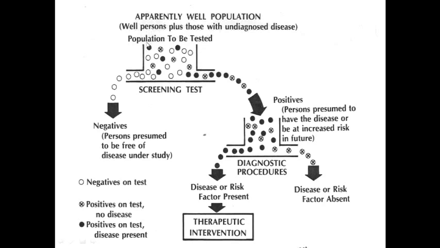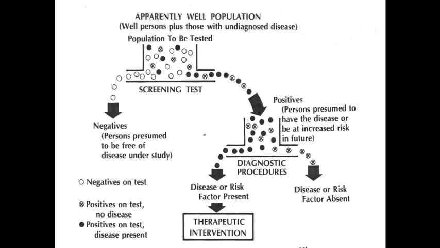Now the circles with a cross in the center are the people who are detected as positive on the screening test, but who actually do not suffer from the disease. So they have tested positive by the screening test, but they do not actually have the disease. Whereas the dark, black circles are the ones who are positive on the screening test and who also have the disease. So here we have the negatives and the positives. Positives are the ones who are presumed to have the disease, or who are likely to be at an increased risk of the disease in the future.